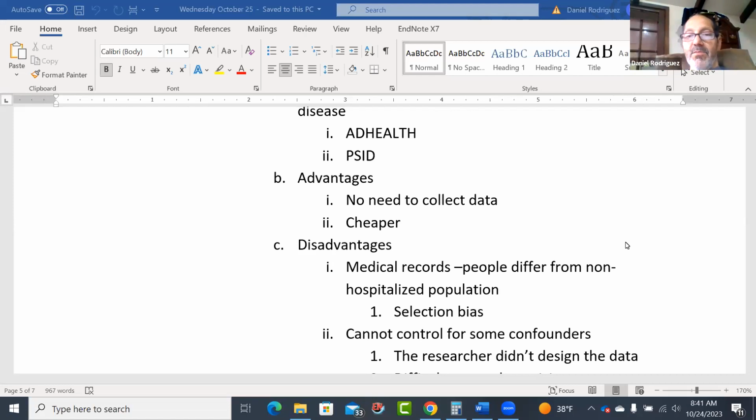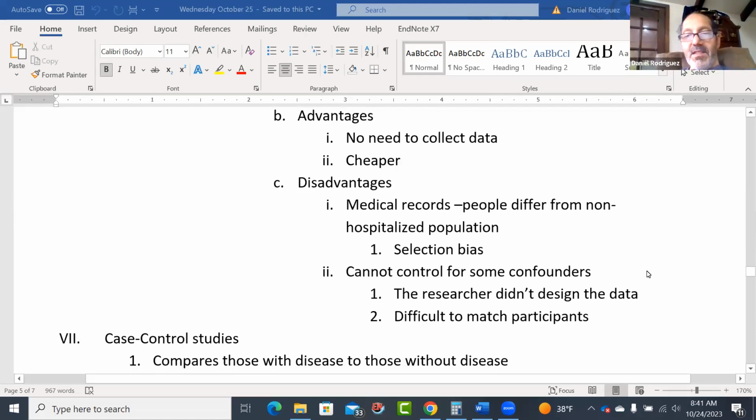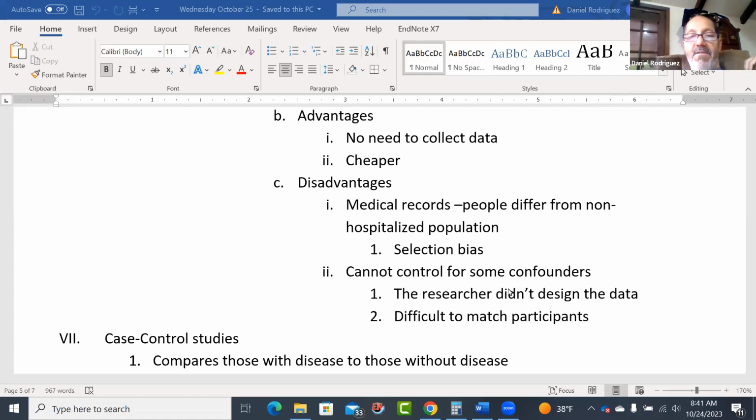We don't know what variables were added to that study, so they may not be the ones that we're interested in. We kind of have to live with what they have, and it's hard to control for confounding variables. So that's an issue. It's also difficult to match participants. Matching participants is treating two participants as if they're one. You probably can do it. There are some really cool methods for matching that are beyond the scope of this course, but that's okay.